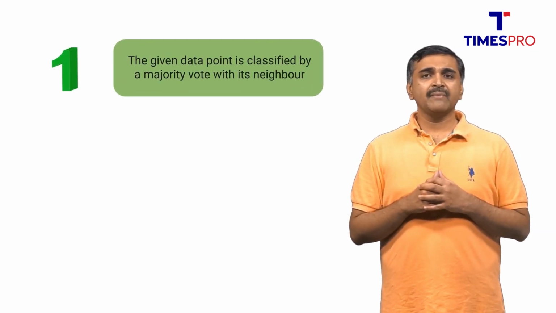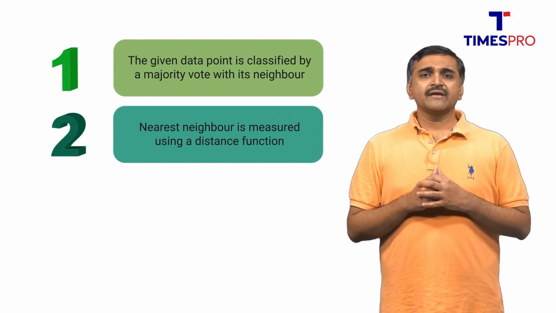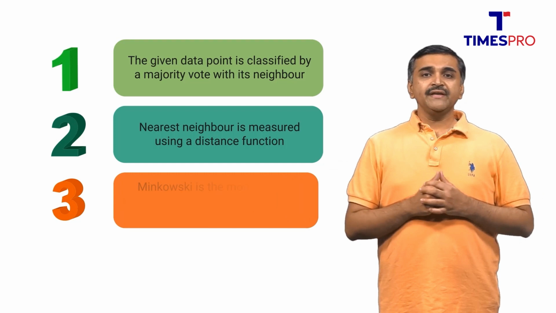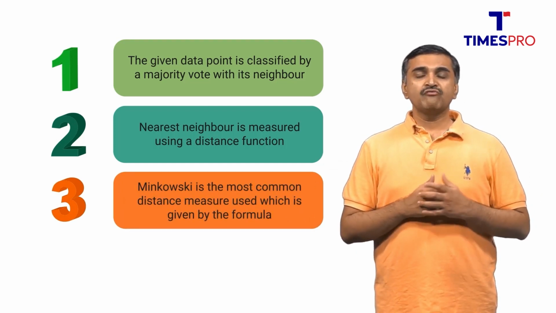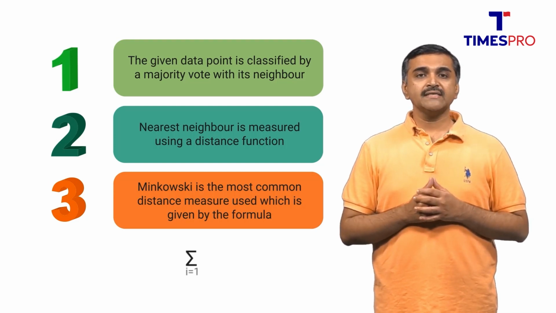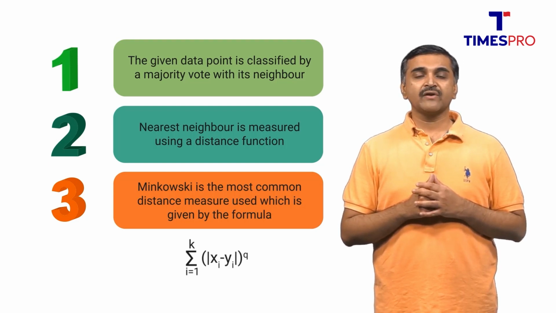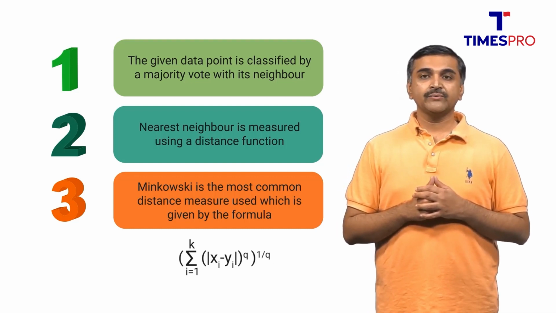K nearest neighbors is based on a distance measure. For a given data point to be classified by a majority or based on the nearest neighbor, the nearest neighbor is going to be calculated based on a distance measure. So Minkowski's distance measure gives a generic formula for the distance measure, which is given by the summation of i equal to 1 to k, |xi minus yi| raised to the power of q, and the entire thing raised to the power of 1 by q.